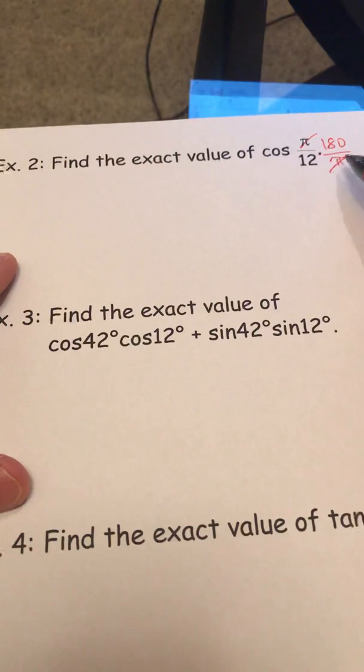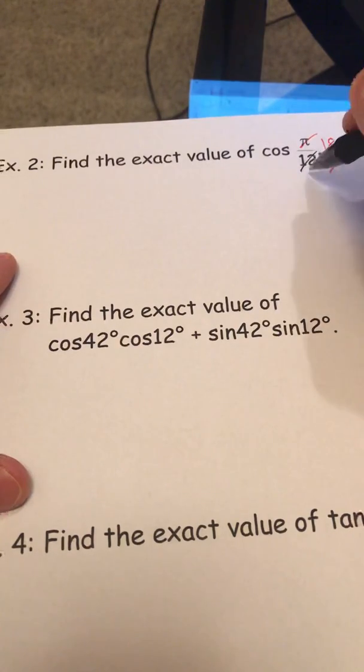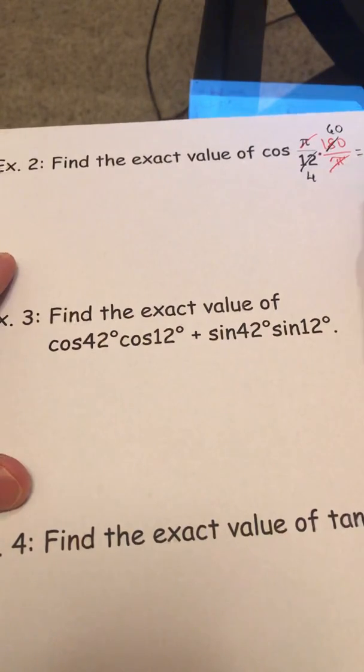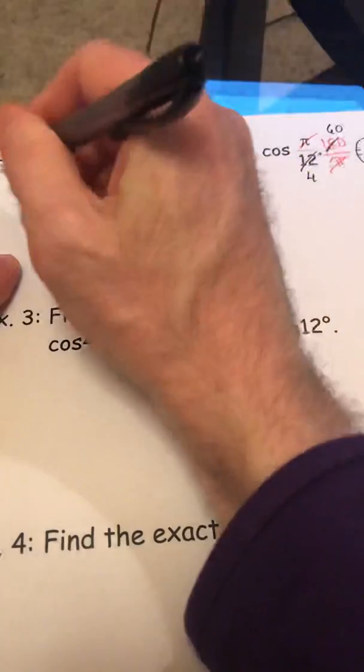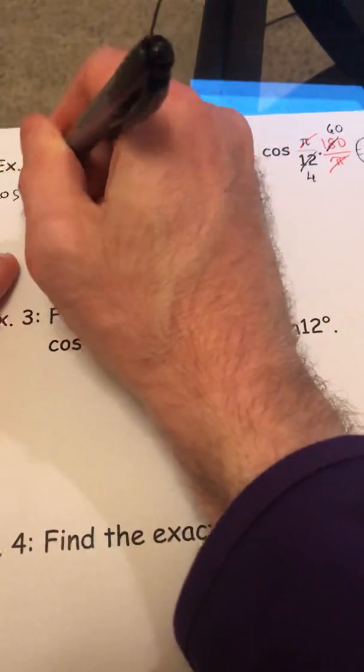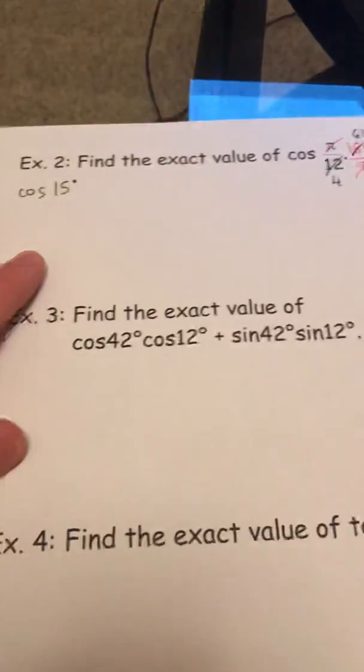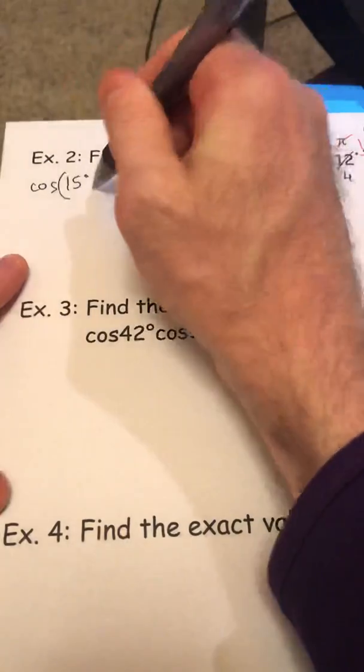So that gets rid of our pi's. Now, if you don't want to try to reduce 180 over 12 in your head, just divide both by 3, and you get 60 over 4, which is 15 degrees. So if you don't want to work with radians, just go ahead and use degrees, like the last example.